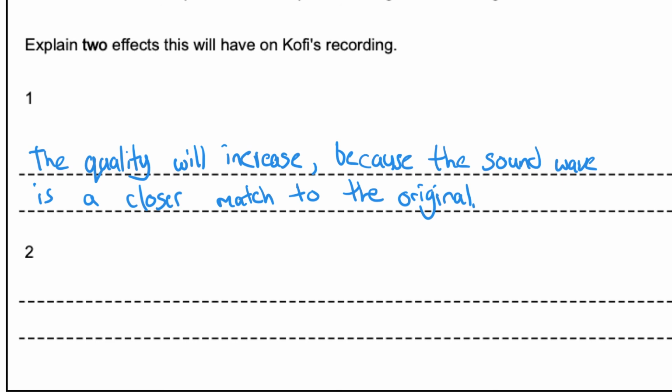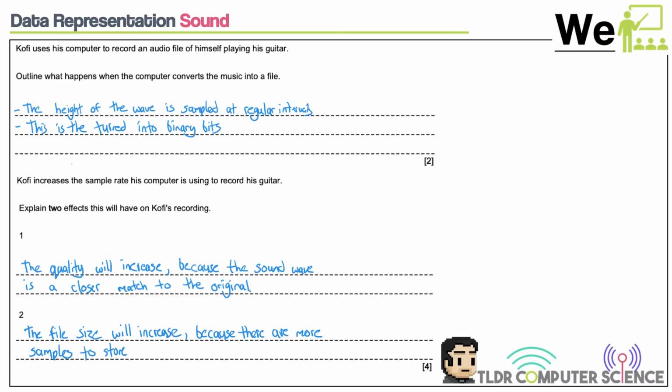Now, again, what's the other thing? Well, the file size will increase, but that will only get us 1 of the marks. The next mark will come from trying to explain why. Because if you're sampling it more often, you have to store those bits. So you're going to have to say that because there are more samples to store, the file size will increase. It's worth pointing out that this would be exactly the same if bitrate increases. Bitrate increases, the quality will increase, and the sound wave will be a closer match to the original. And also the file size will increase because there'll be more bits required to store all that extra bitrate.